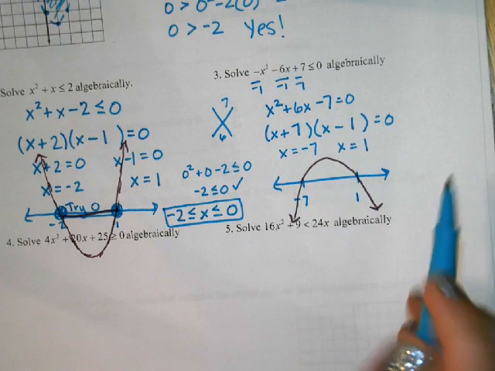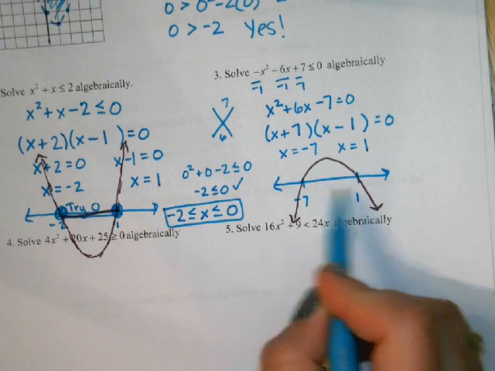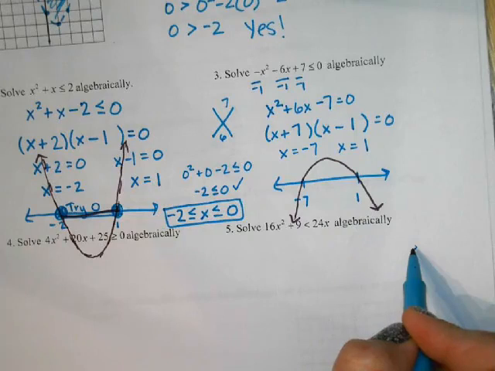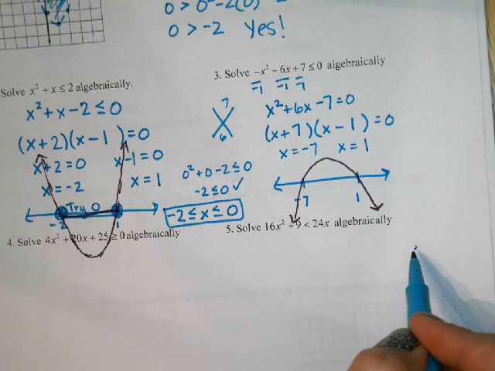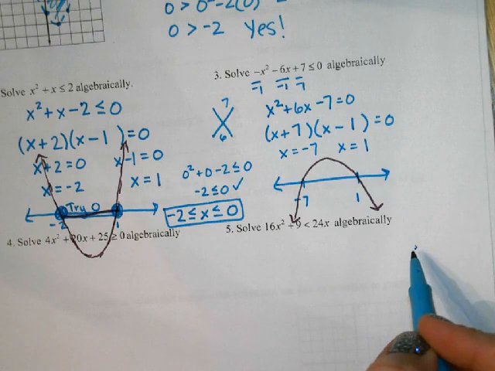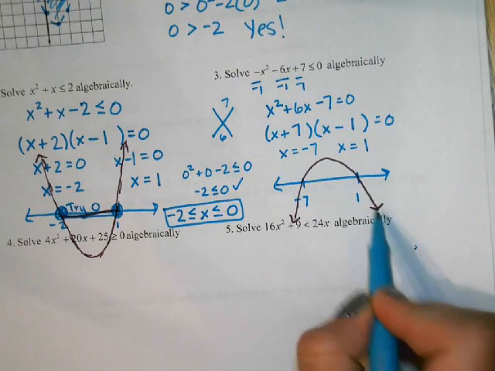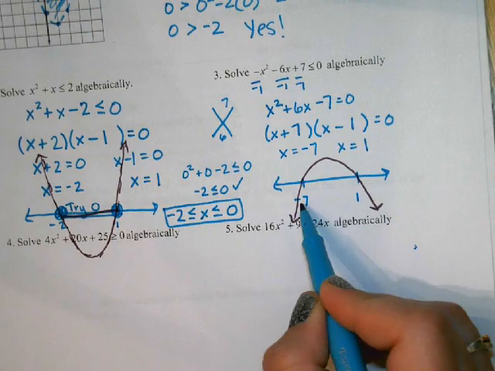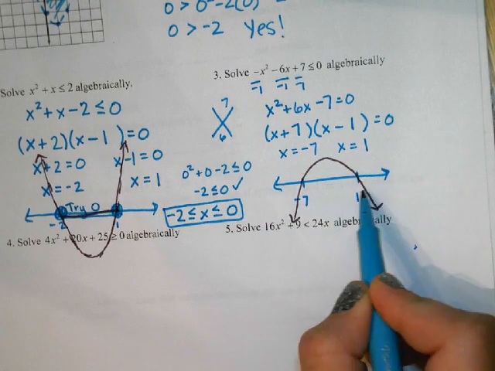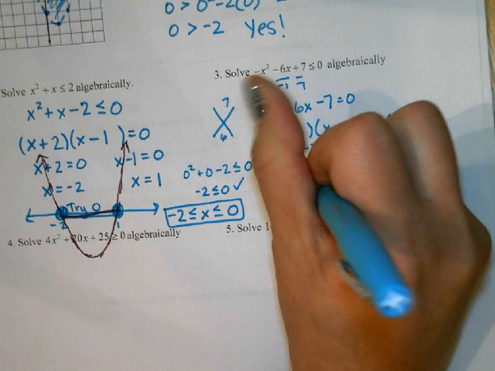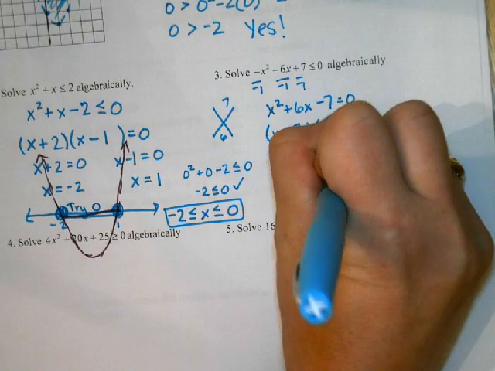Is this going to be an "and" or an "or"? It's going to be an "or" because it's below my x-axis, smaller than -7 and bigger than +1. But let's try 0 just to make sure.